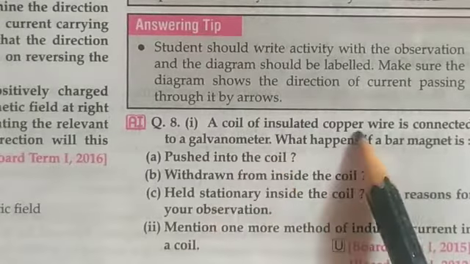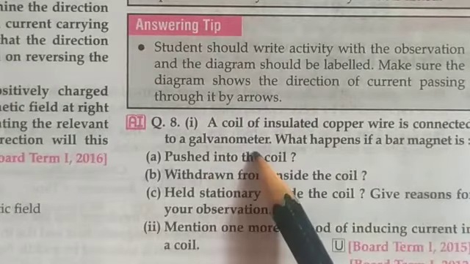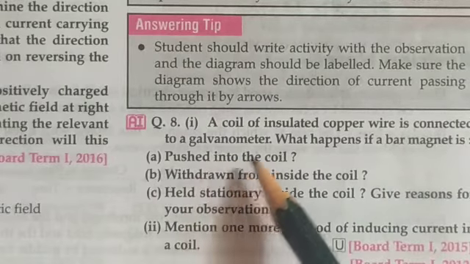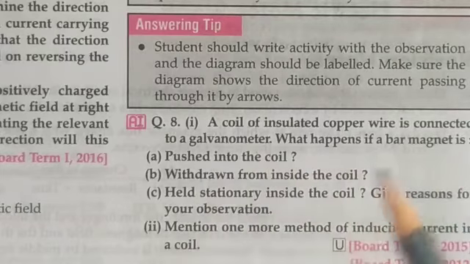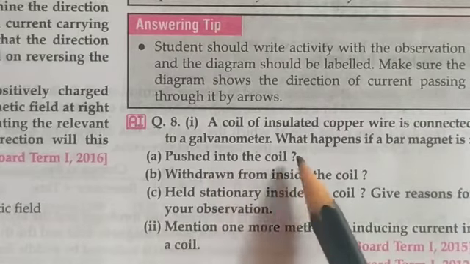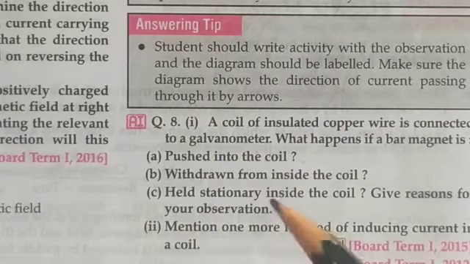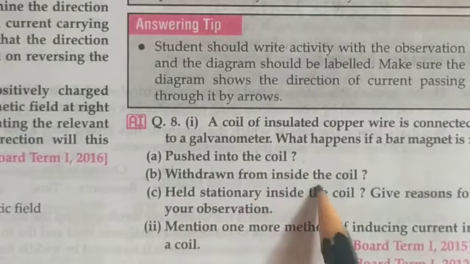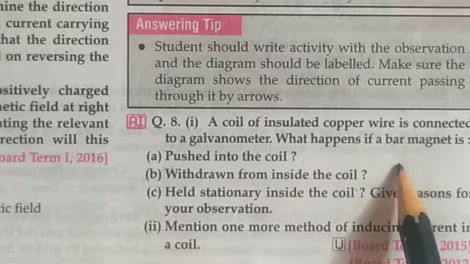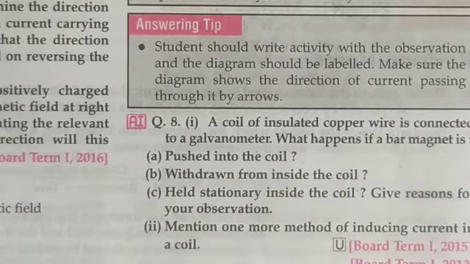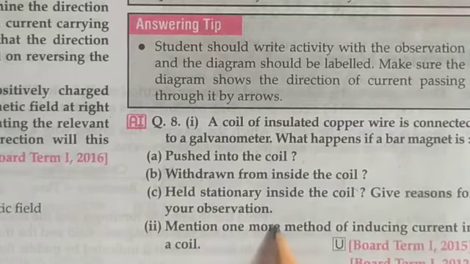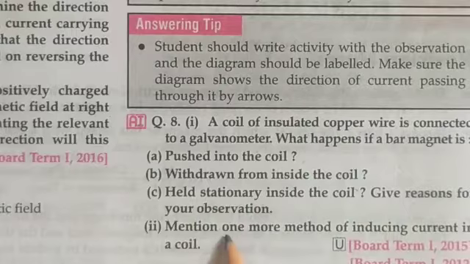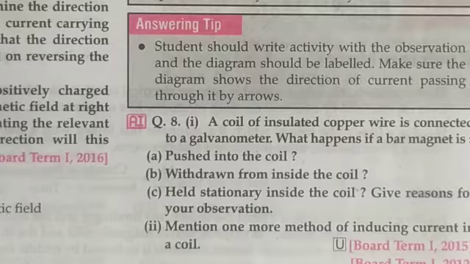A coil of insulated copper wire is connected to a galvanometer. What happens if the bar magnet is pushed into the coil? Separate questions are there, and you have to answer separately: withdrawn from inside the coil, pushed inside the coil, or held stationary inside the coil. Give reasons for your observation, and also mention one more method of inducing current in the coil. So these are the things we have to say.